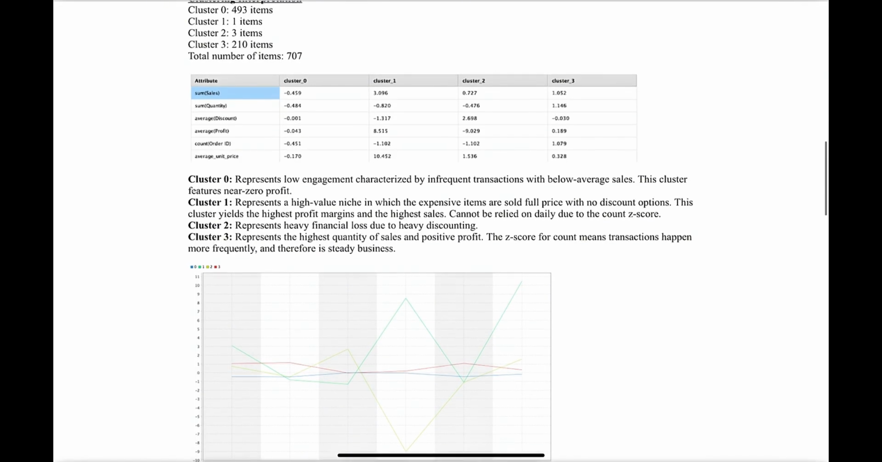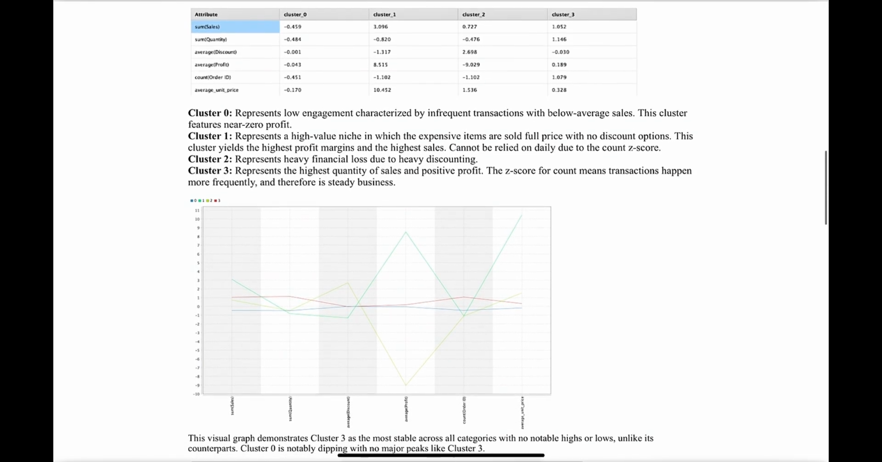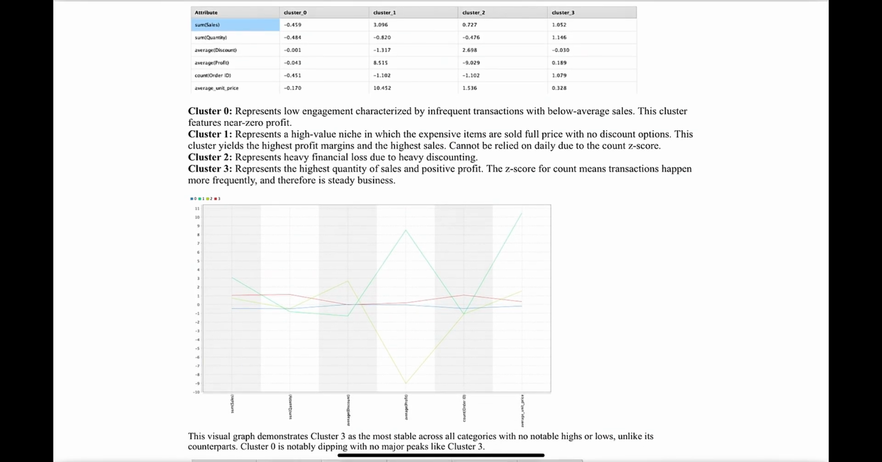So, Cluster 0 represents low engagement and infrequent transactions with below average sales. So this cluster is basically netting zero profit. And we can see that here in the negative z-scores.